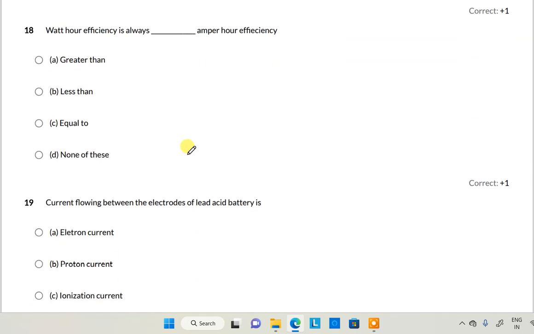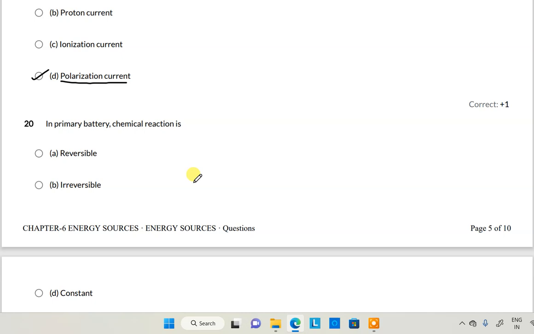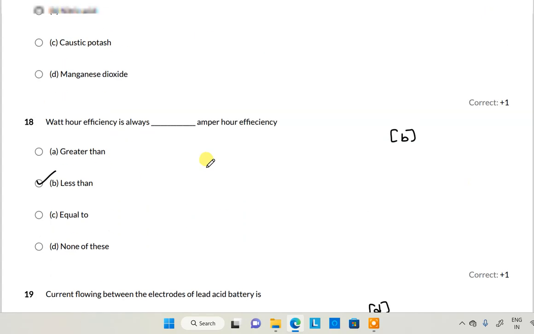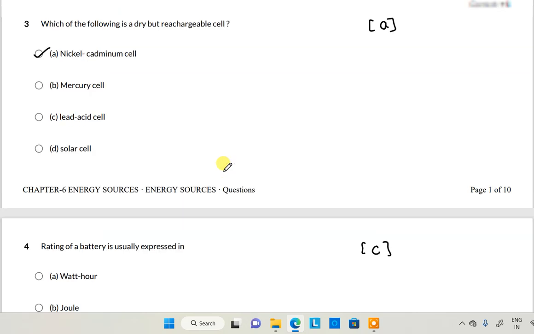Next one, watt hour efficiency is always dash ampere hour efficiency. So it is always less than the ampere hour efficiency. Next one, the current flowing between the electrodes of a lead acid battery is a polarization current. So D is the correct option. Next one, in a primary battery, the chemical reaction is irreversible. That is, option B is the correct option. In case of a secondary cell, it is reversible. So this is the explanation of test number 6, that is energy sources.